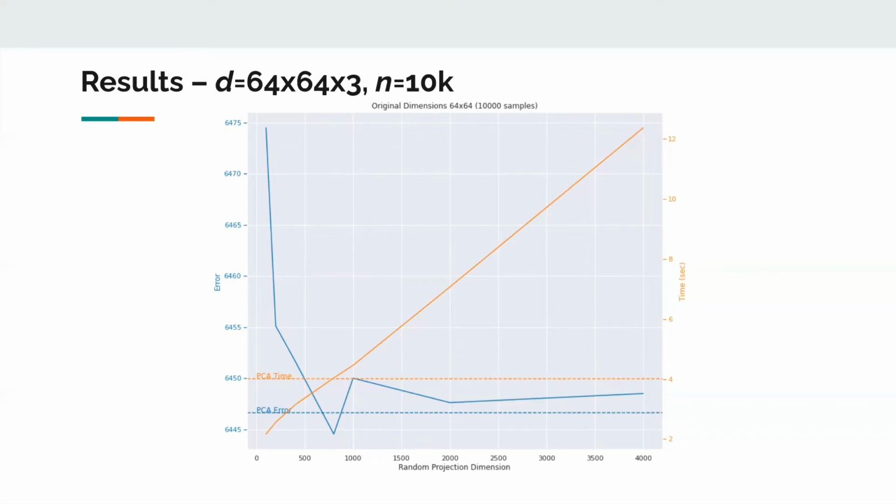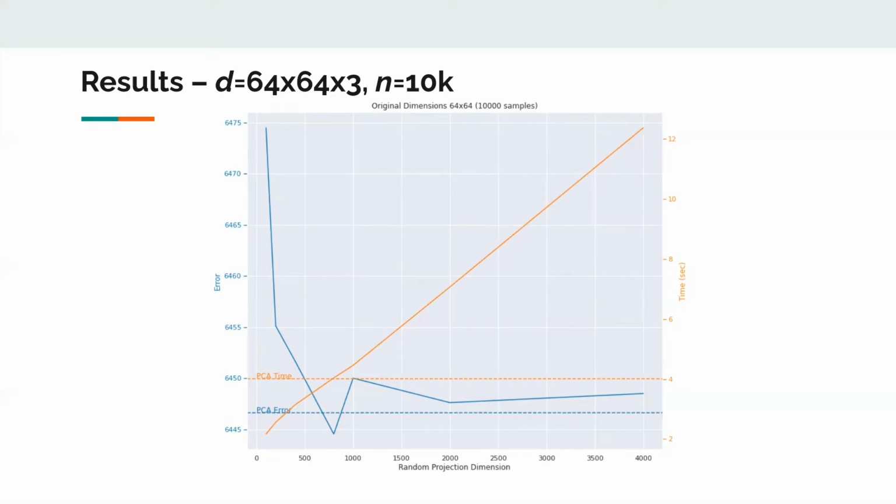Here, the x-axis shows the dimension reduced by the random projection method. And we have two y-axes. Blue numbers show the error, and orange numbers show the time. The elapsed time is computed as the sum of projection and clustering time together. Solid lines on the plot are the result of the random projection method, and the dashed lines are the result of the PCA. Since we fix the dimension of PCA, we see only horizontal lines for PCA here. So the x-axis applies only for the random projection method.